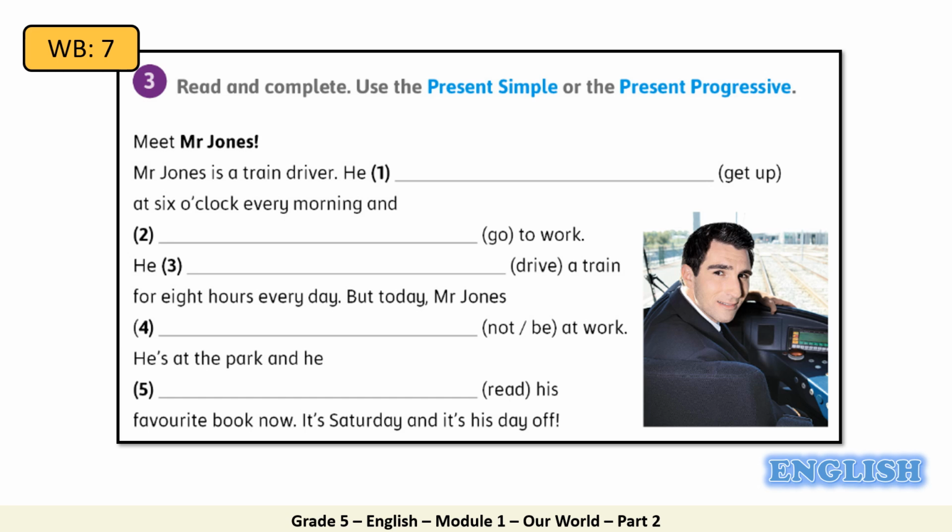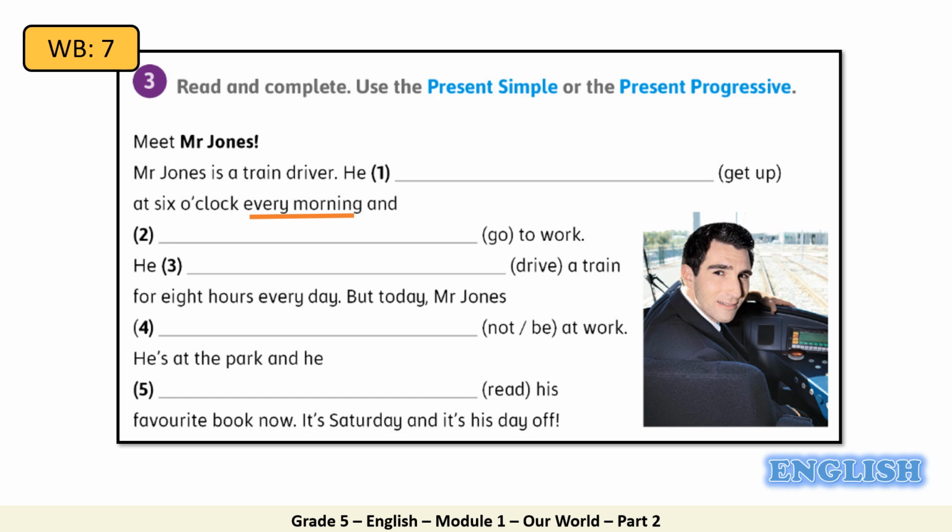Mr. Jones is a trained driver. He, at 6 o'clock every morning. What is the time expression in this sentence? What is the key word? Yes, very good. The key word is every morning. Is this word a routine or is it something happening now at this minute? Yes, of course, it's a routine.